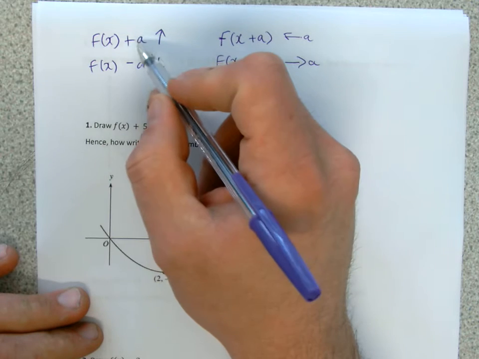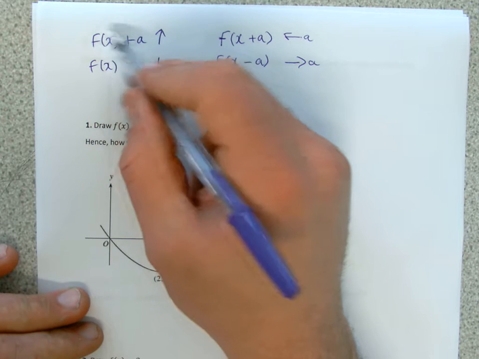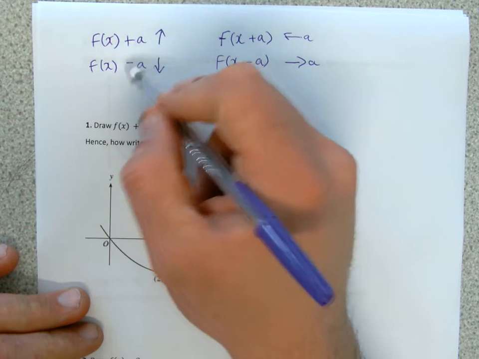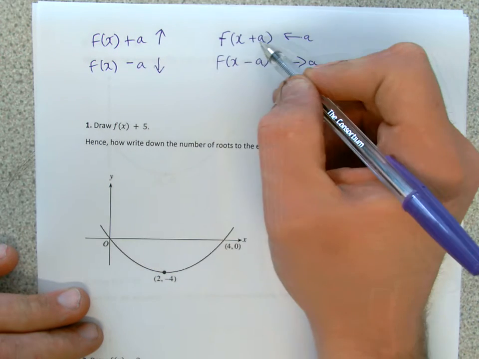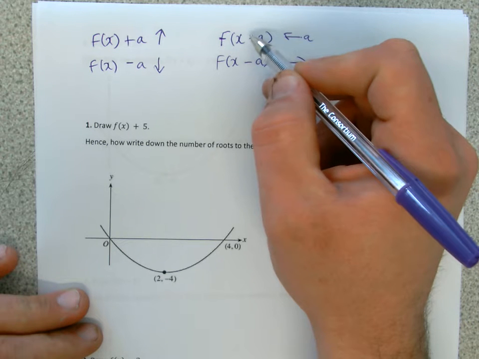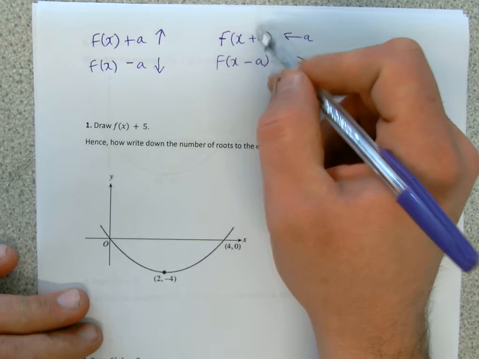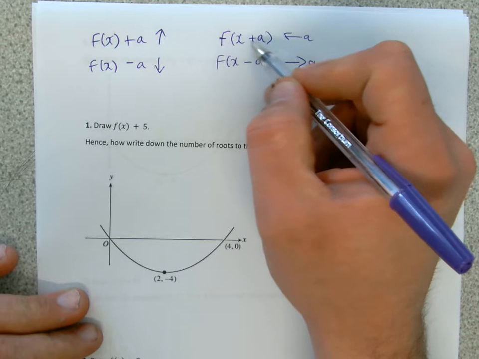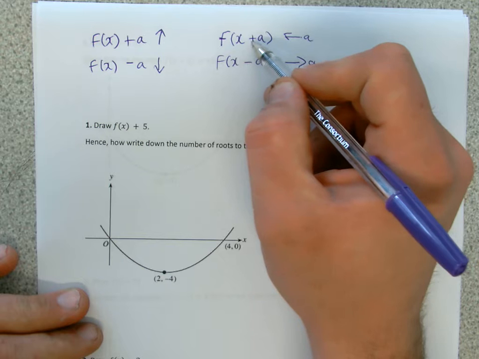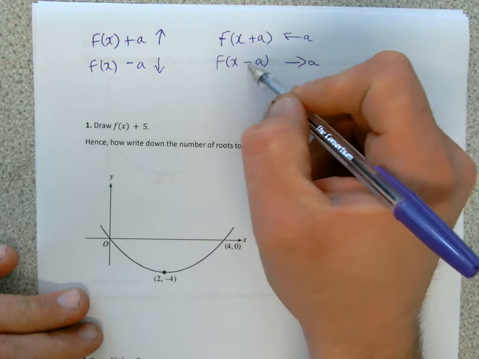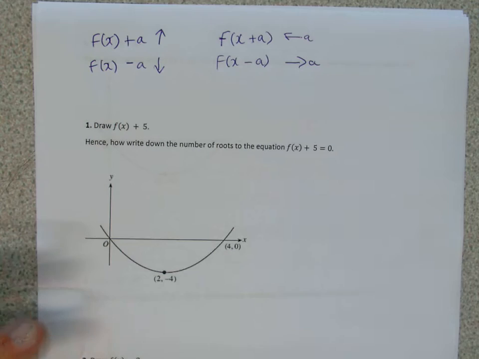Outside the bracket, you affect the y value, you affect f of x. You're adding a to the curve so it shifts up, taking away a value, it shifts down. Inside the bracket, you affect the x, so there's a movement along the x-axis. The y value stays the same, it does not go up or down, but the graph shifts along the x-axis. And of course, you go the opposite way. So if it's plus a, you go in the negative direction along the x-axis, minus a, you go in the positive direction.